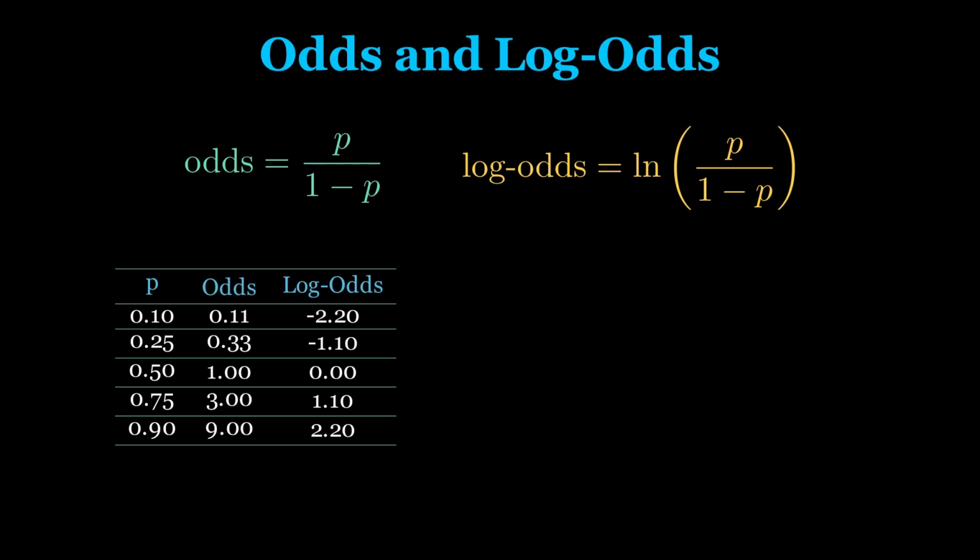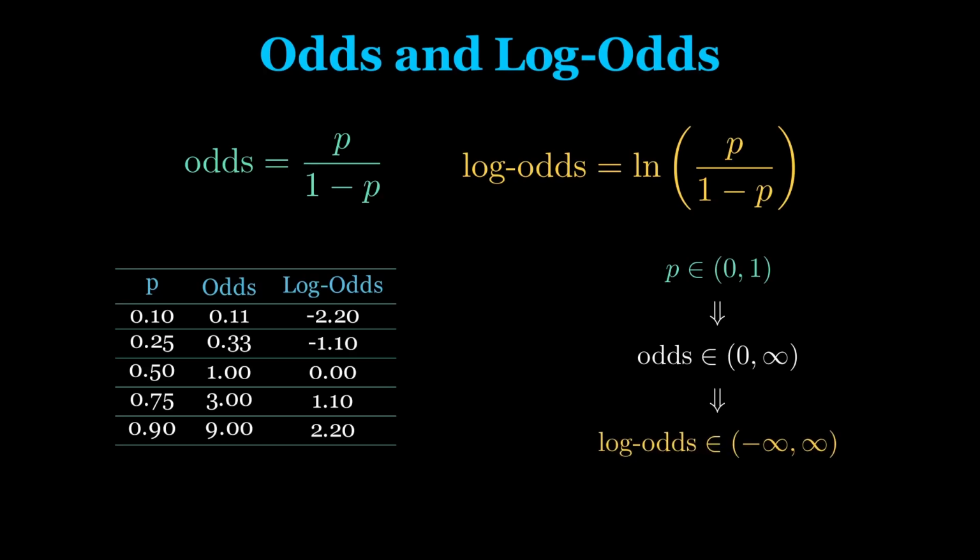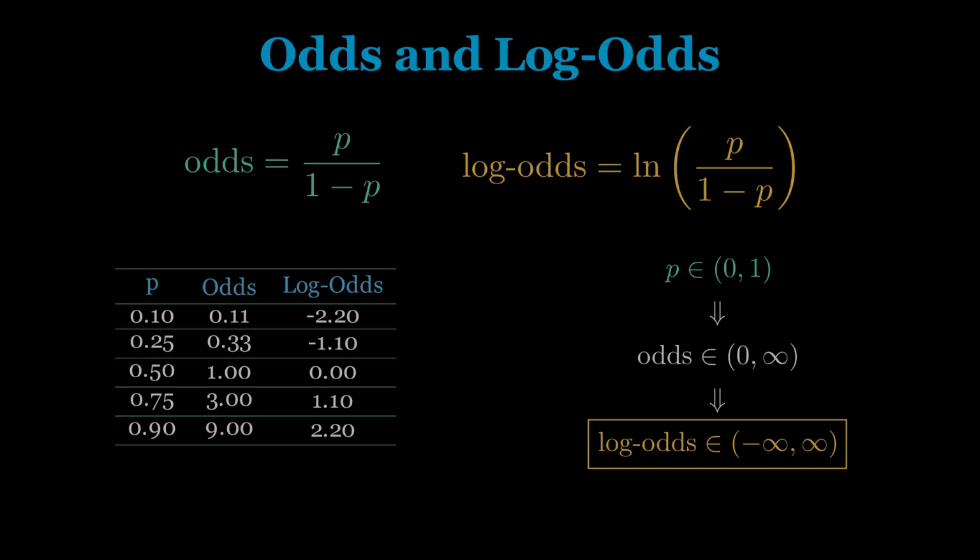A probability of 0.75 gives odds of 3, meaning the event is 3 times as likely to happen as not, and log odds of about 1.1. Notice the pattern. A probability lives between 0 and 1, the odds live between 0 and infinity, and the log odds cover the entire real line. That's exactly the range a linear predictor can take, which is why we model the log odds as a linear function of the predictors. No matter what value the linear predictor takes, the implied probability stays safely between 0 and 1. Let's interpret a coefficient in a logistic regression.